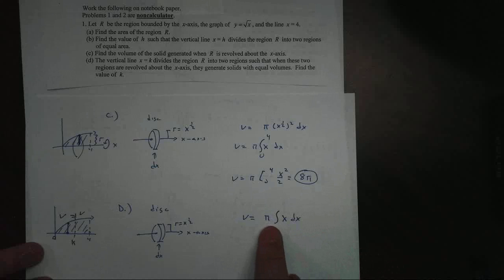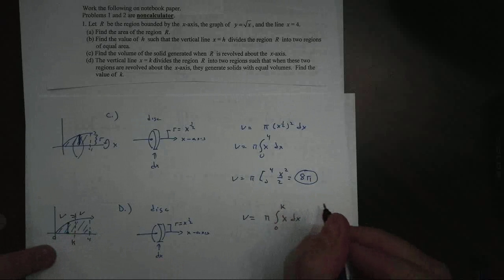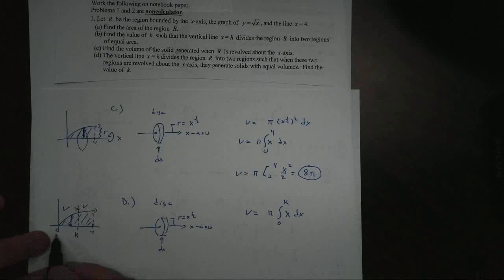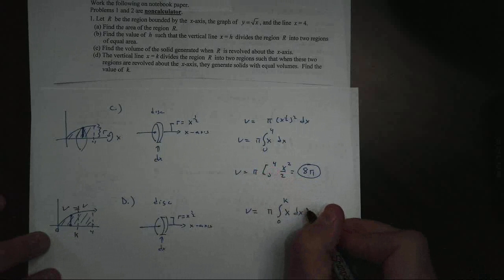Now the problem is we know we're starting at 0, but I don't know where I'm ending. I'm ending at k because I want to find out where k is going to be. That's going to make my volumes the same. So I call that k. Now, Mr. Wernow, can we go from k to 4? Yes, you can. You'll get the same answer. But working with 0 is nicer because, like we said, the FTC works out nice for us.